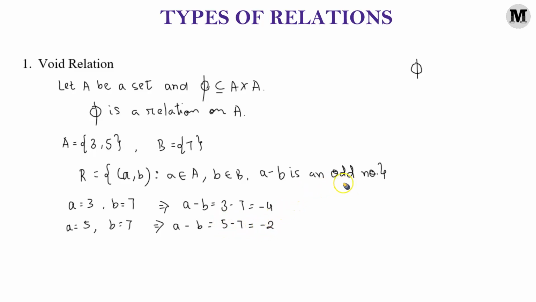Now, our goal is to find an odd number, or you can say an odd integer. Since after performing the subtraction, we are not getting a single odd number, what is R here? R here is nothing. There will be no such ordered pair. So this simply means that this is an empty relation, or we can say a void relation. So let's move on to the next type of relation.